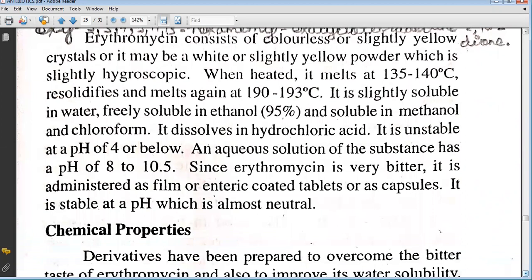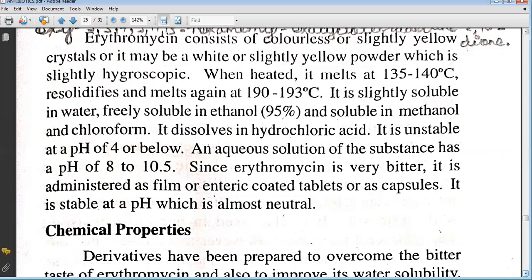which is slightly hygroscopic. When heated, it melts at 135 to 140 degrees Celsius, resolidifies and melts again at 190 to 193 degrees Celsius. It is slightly soluble in water, freely soluble in ethanol, and soluble in methanol and chloroform. It dissolves in hydrochloric acid. It is unstable at a pH of 4 or below. An aqueous solution of the substance has a pH of 8 to 10.5.